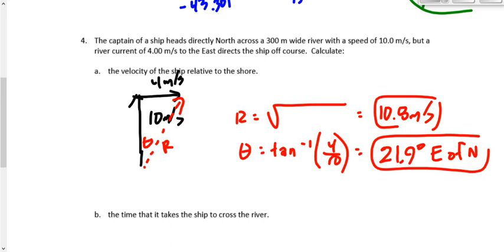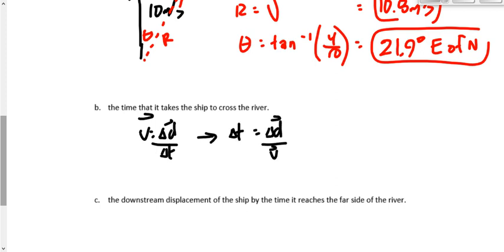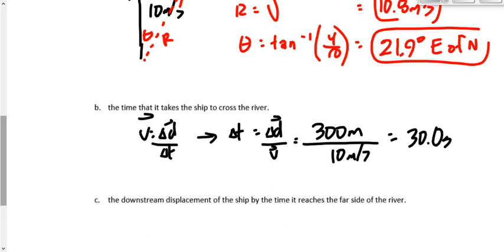Now, how long does it take to cross the river? You guys did a really good job on this. Really nice job on this. We know that we use the equation v equals d over t. We're solving for t. It's d over v. And most of you remember that we have to be consistent with our directions here. If the displacement is across the river of 300 meters, then we have to use our velocity that goes across the river, which is 10 meters per second. We divide those and we get 30.0 seconds.